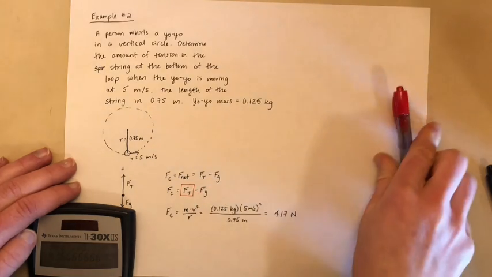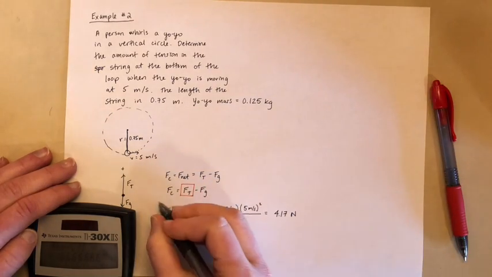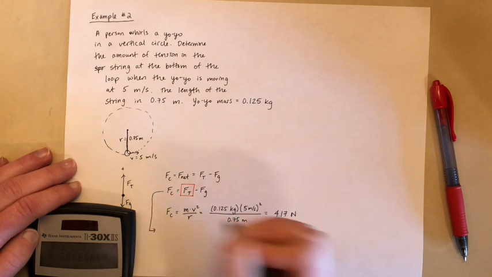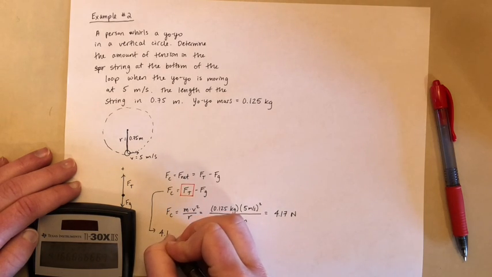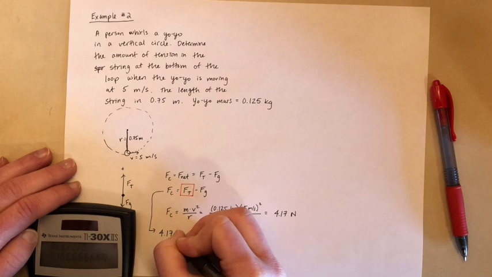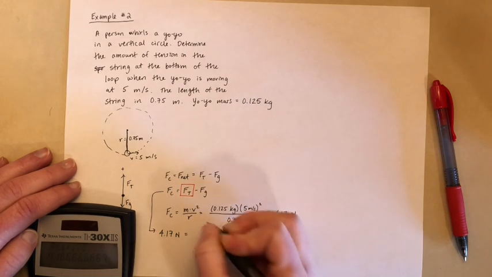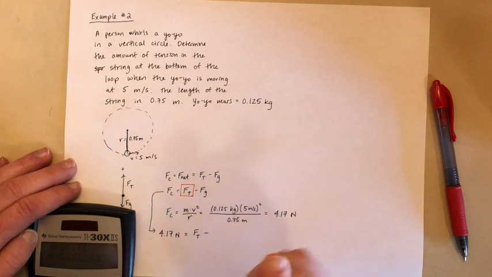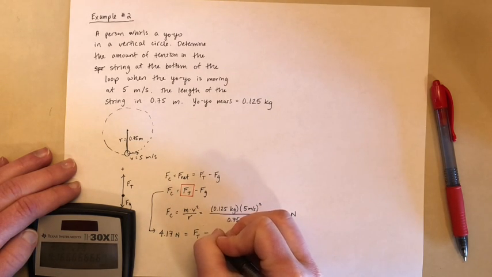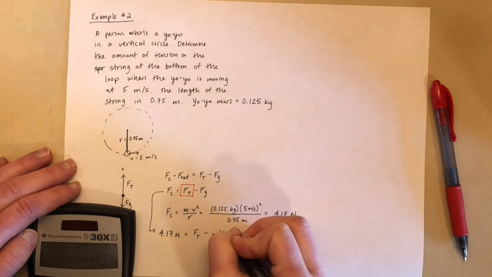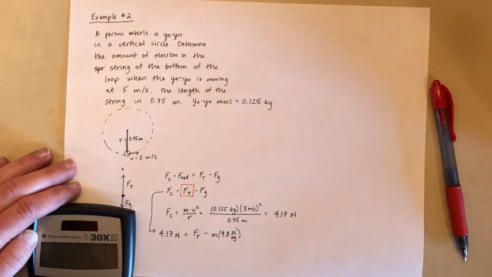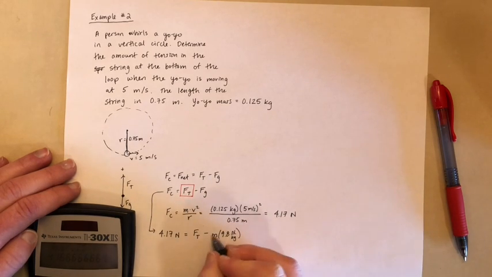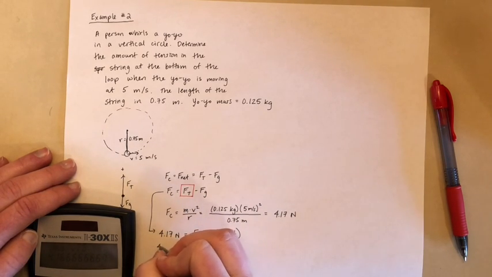So we need to also quantify Fg here. So I'm just going to rewrite this part, but I can plug in that the overall net force or centripetal force needs to be 4.17 newtons. I don't know the tension. And then the gravitational force, remember you can always quantify as the mass of the object times 9.8 newtons per kilogram as long as we're on Earth. So here, go ahead and plug in the mass and quantify.